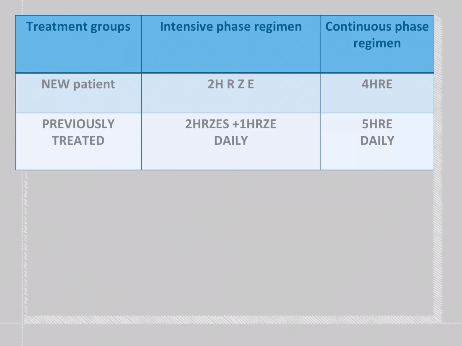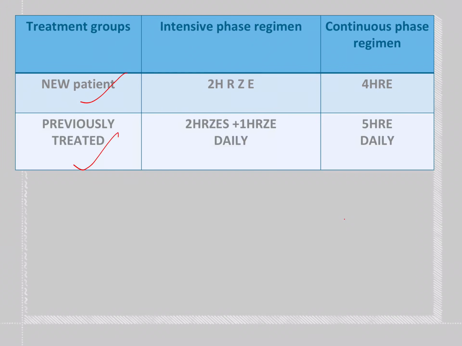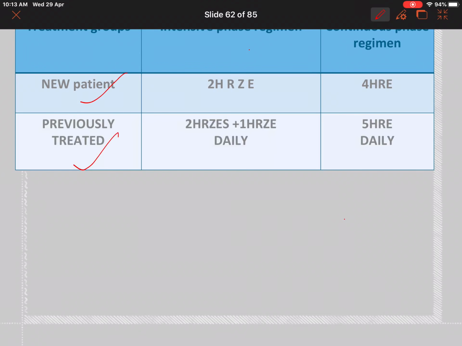So what are the categories in drug sensitive tuberculosis? We have only two categories. One is a new patient, second is a previously treated patient. So for a new patient, what is given? For a new patient, we have an intensive phase and a continuation phase. What is in the intensive phase? We give 2 HRZE, that is 2 months of isoniazid, rifampicin, pyrazinamide and ethambutol.